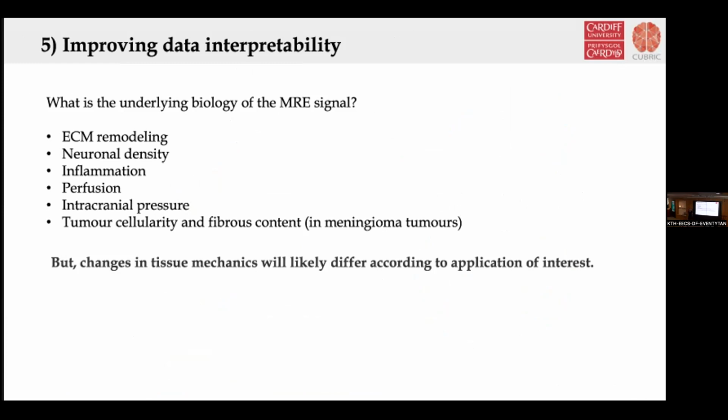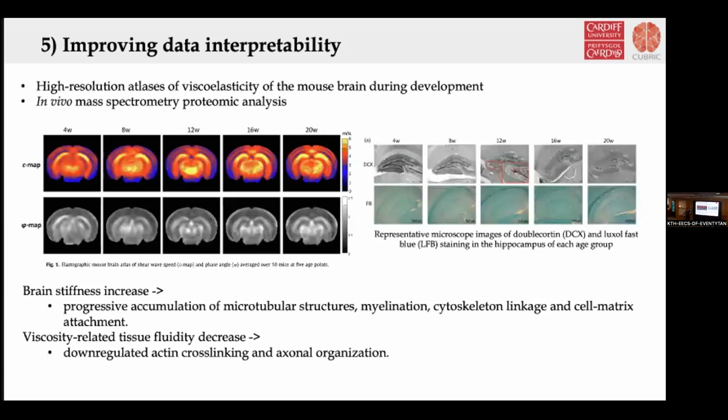So it's not a one-size-fits-all approach. And I think this was a really great study from the Berlin group, because they looked at the viscoelasticity of the mouse brain during development. They had a proteomic analysis, and during development at separate time points, they found that the brain stiffness increases, and there was this direct relationship with the histological changes that occur.